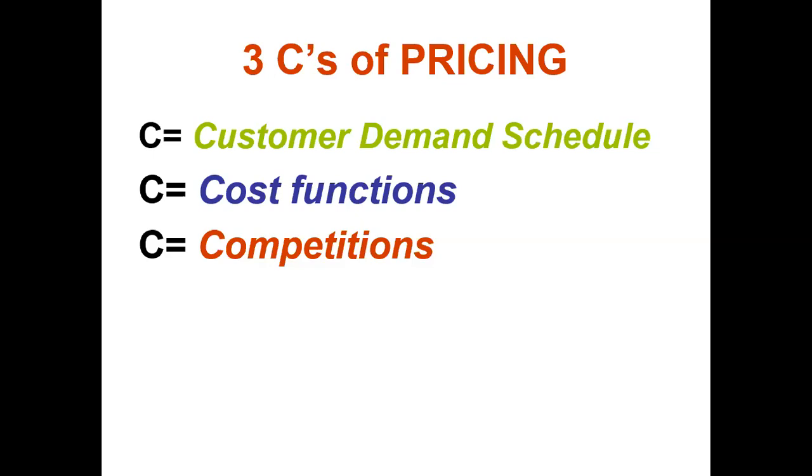Then the third is the competitor. Whenever a company prices its product, it considers the demand schedule and must consider the cost function, but it cannot ignore the competition. Because if your company is pricing your product higher than the competitor, your product might not be very successful, not demanded by the customer.